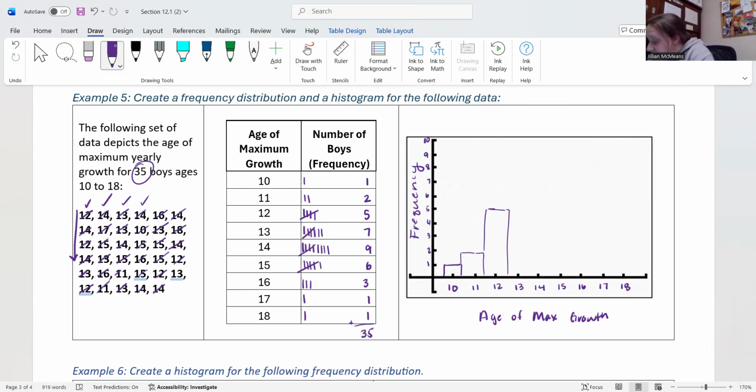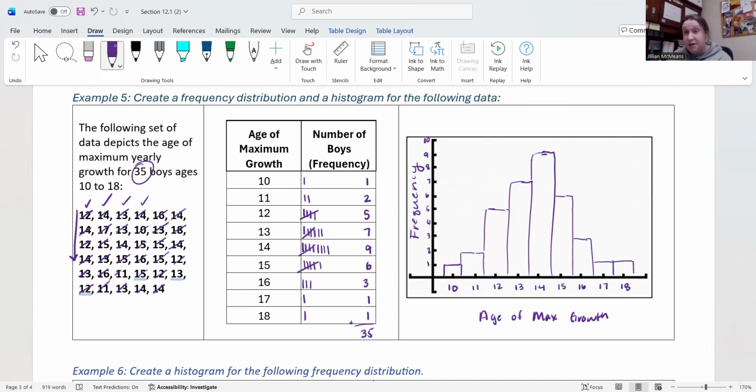At 13, 7 boys had their growth spurt. At 14, 9 kids had a growth spurt. At 15, we had 6. At 16, we had 3. And then at 17 and 18, we had one kid have a growth spurt.